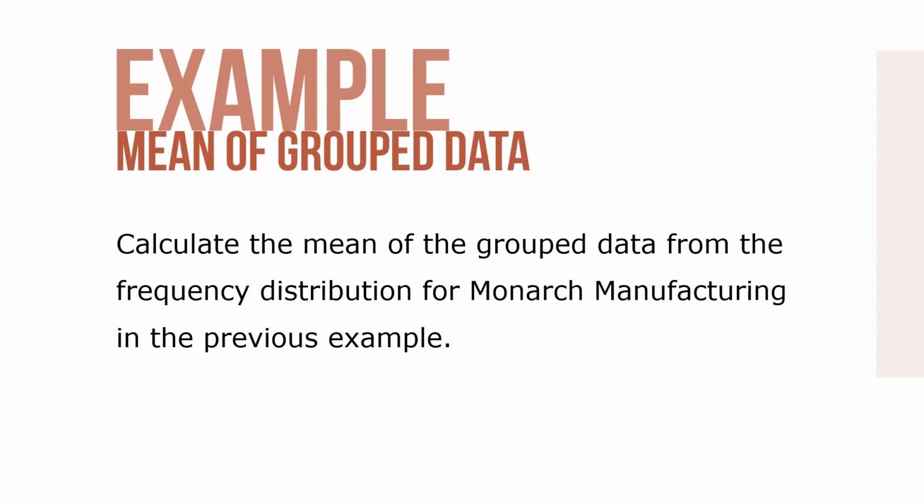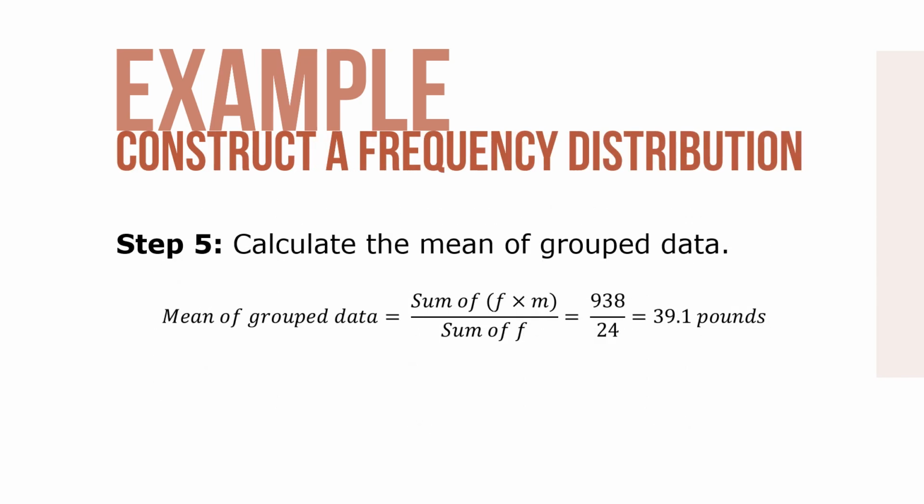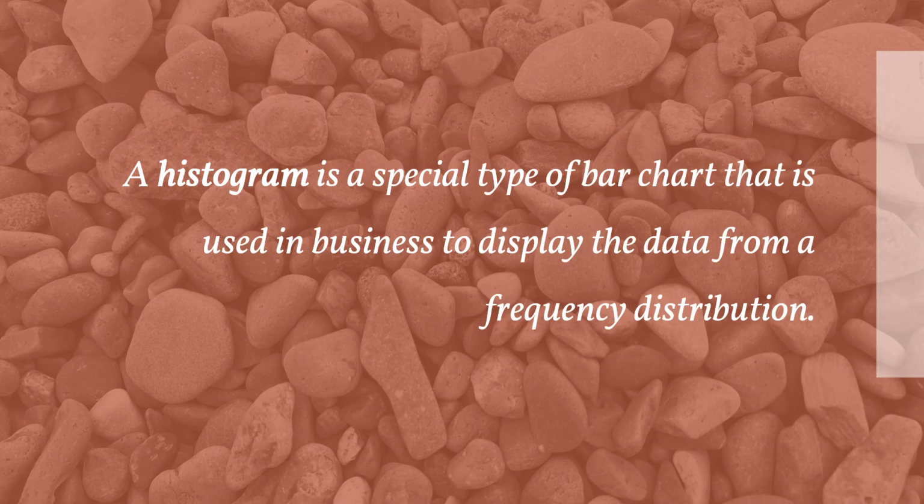Here's an example. Calculate the mean of the grouped data from frequency distributions for Monarch Manufacturing in the example provided. Begin by attaching the midpoint M and the frequency times midpoint F times M columns to the frequency distribution. After finding the sum of the frequency and the F times M columns, use these sums to calculate the mean of grouped data. A histogram is a special type of bar chart that is used in business to display the data from a frequency distribution.